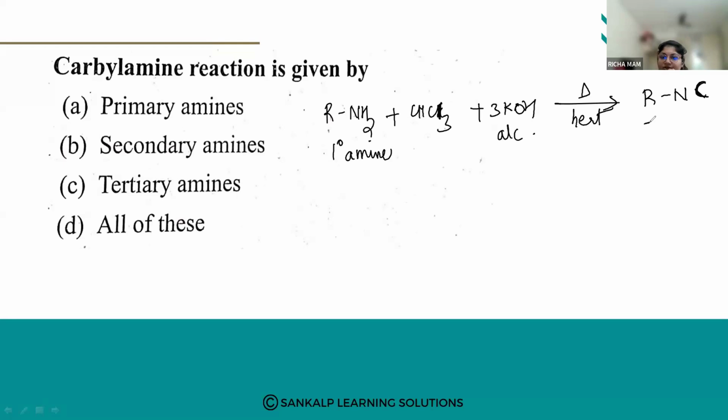These isocyanides have a very bad smell; we get a foul smell from this isocyanide product. So this reaction is called the carbylamine test. The carbylamine test is given by primary amines, both aliphatic and aromatic primary amines.